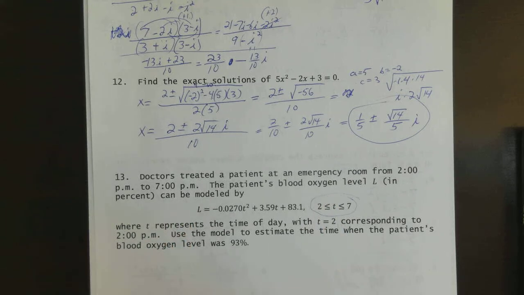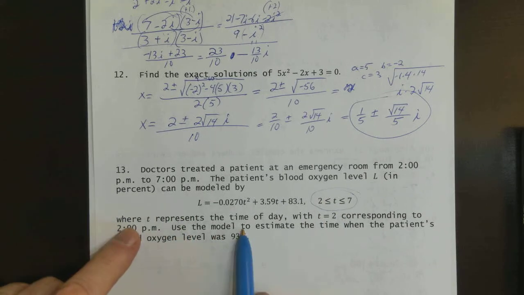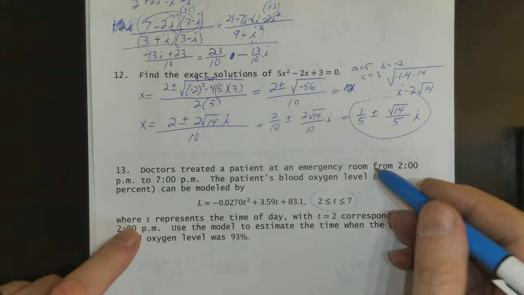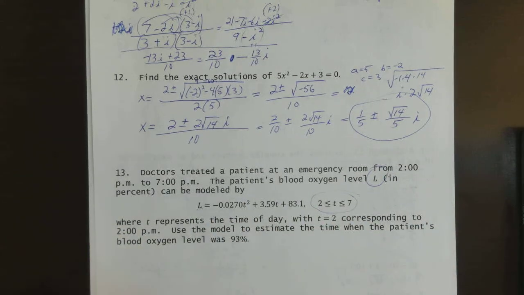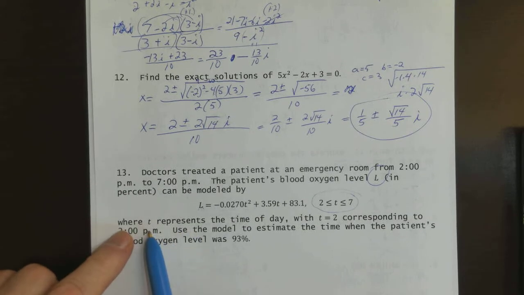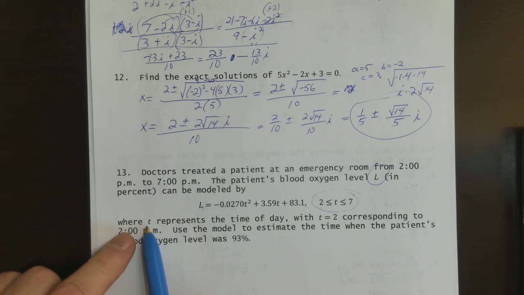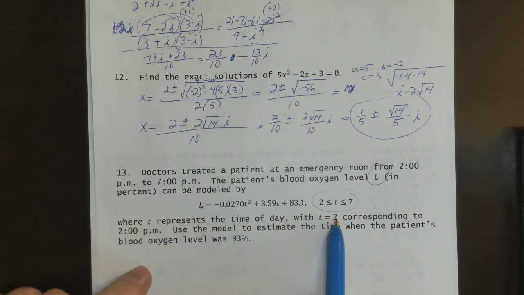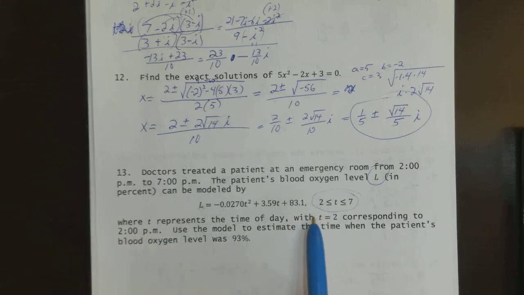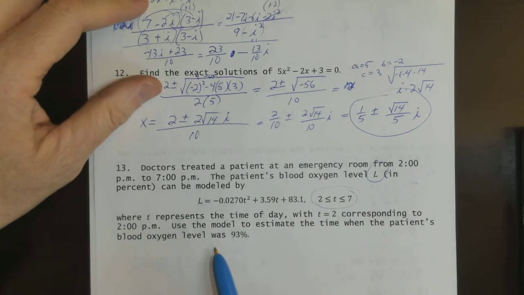We've got a domain here of T is greater than or equal to 2, less than or equal to 7. T represents the time of day. L is the oxygen level, not in decimal, but as a percent. T equals 2 corresponds to 2 p.m., so 7 would represent 7 p.m.